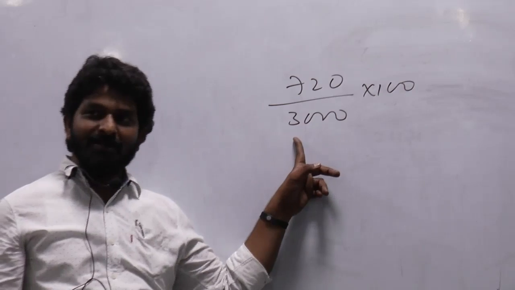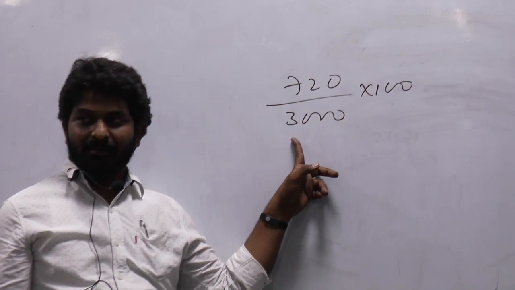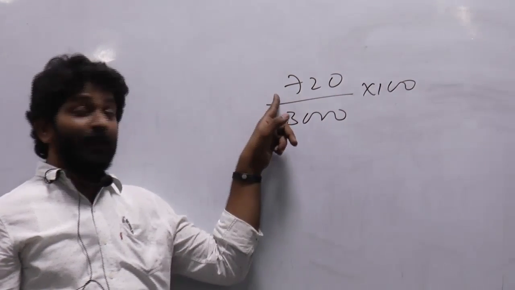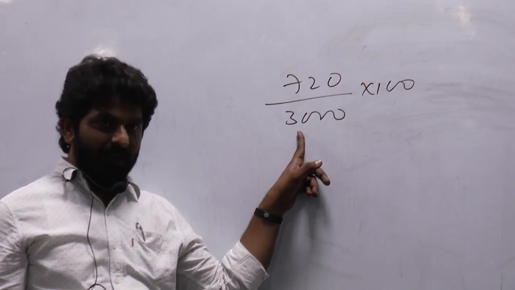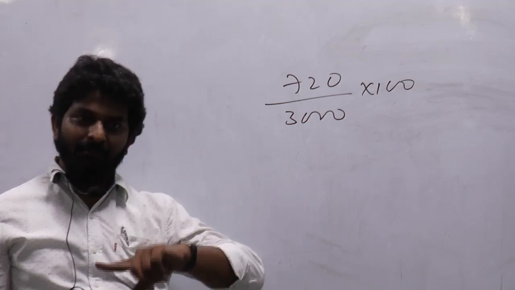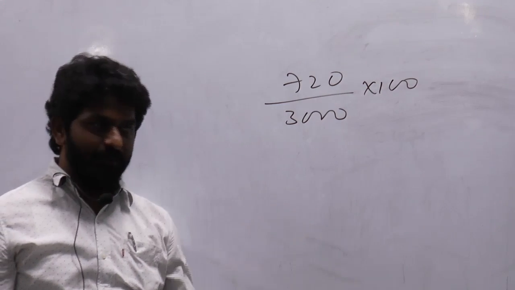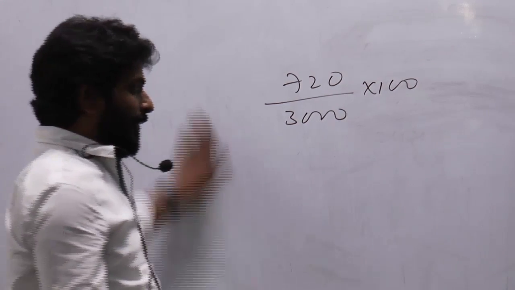Come on. 50%, 25%, 750, but you have 720 here which is 30 less, 1%. 30. So you need to subtract 1% from 25%. Answer 24%. Next.